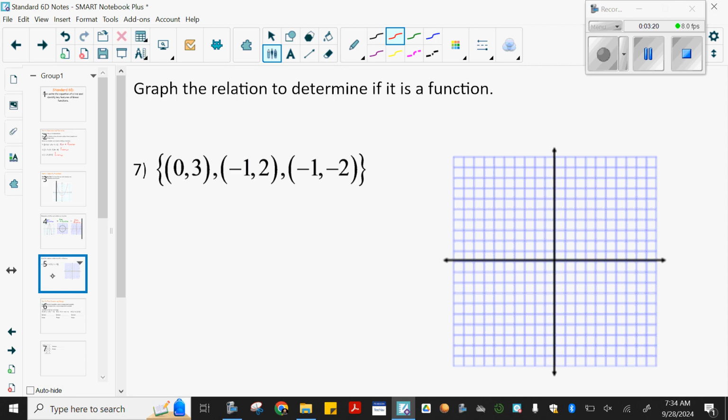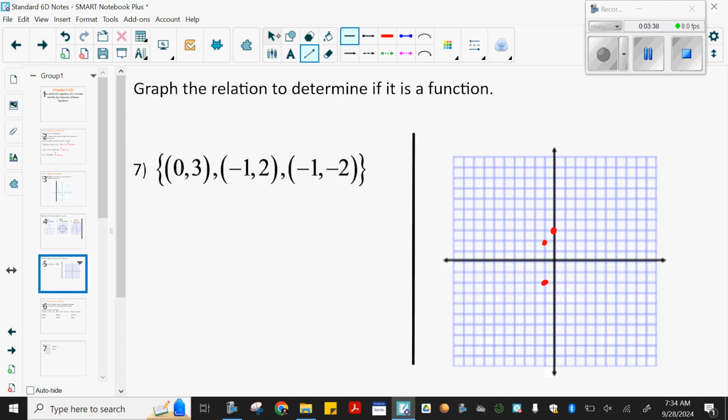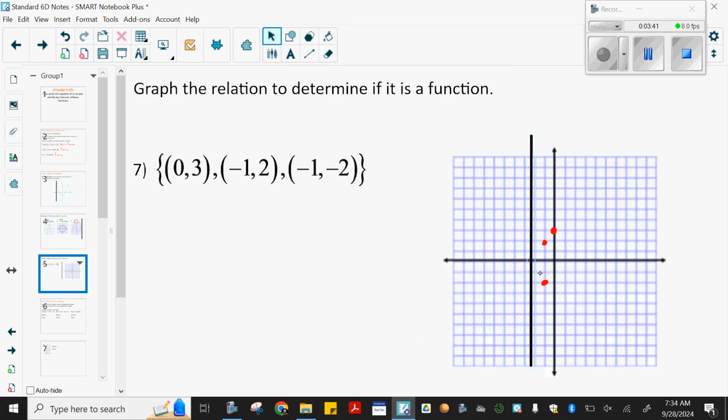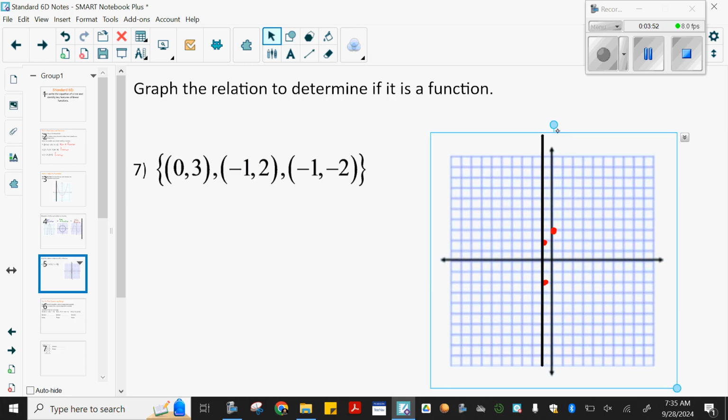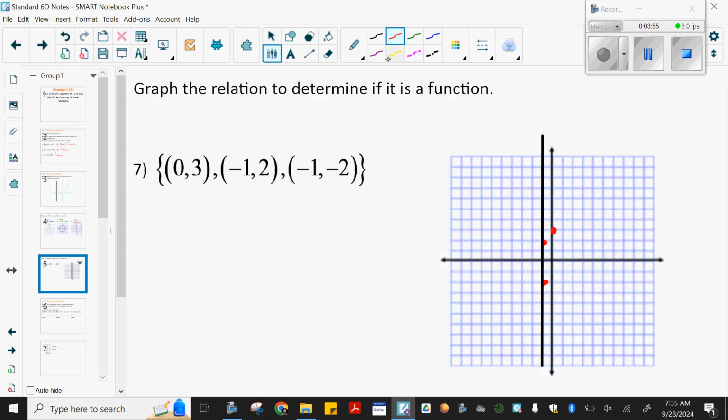Graph the relation and determine if it's a function. Let's put those points in. We have 0, 3. There's -1, 2. There's -1, -2. If I put a vertical line in here and move my line across, look, it's going to hit right there. Oh, I can't get it to move now. That's okay. It crosses through two points. So we would say this one is not a function.